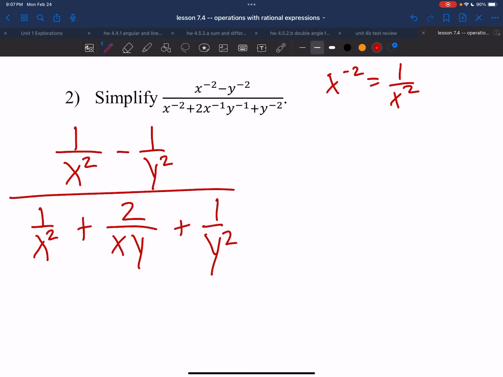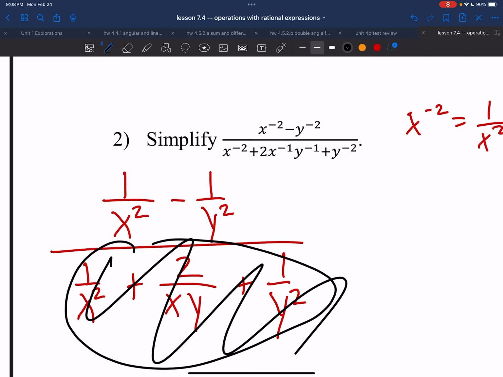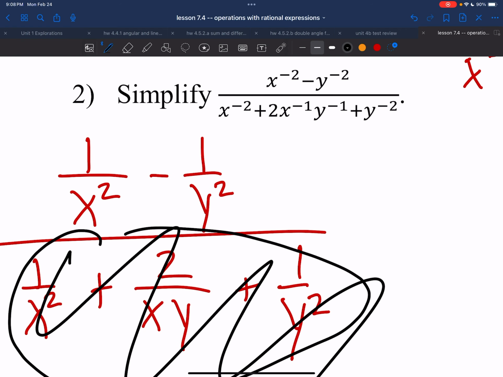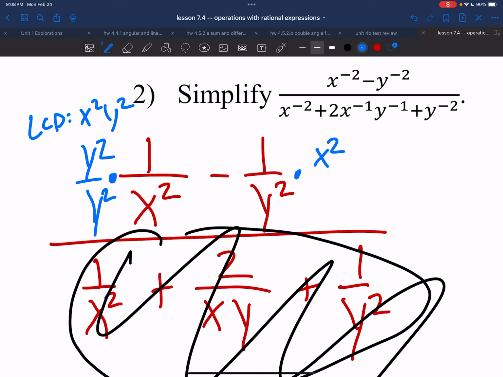Okay, so let's focus our attention. Forget that crazy denominator. Do not worry about him right now. Focus on the numerator, right? What does this guy need? Well, this has x squared, this has y squared, this one x squared, this one y squared. To get a least common denominator in the numerator, it would need an x squared term and a y squared term. So I'm just going to multiply by that. I'm going to multiply the first fraction by y squared over y squared, and the second fraction by x squared over x squared. This will get me x squared y squared in the denominators.